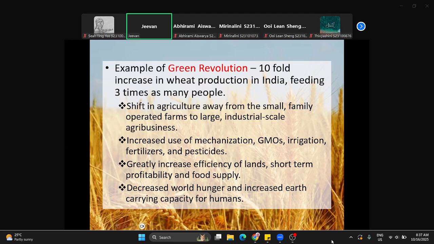Another one is that it greatly increases the efficiency of land's short-term profitability and food supply chain. And other than that, it also managed to decrease world hunger and increased earth's carrying capacity for humans, meaning we can grow, we can produce more food on the same amount of land. That is what we mean by carrying capacity. So we optimize how much the land can be arable, can produce.